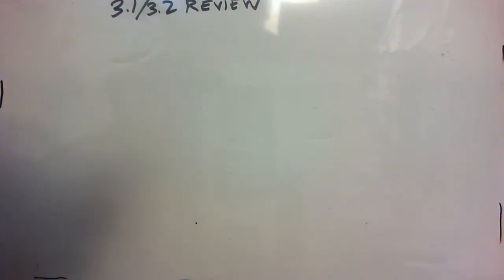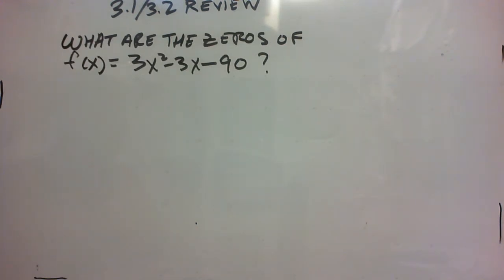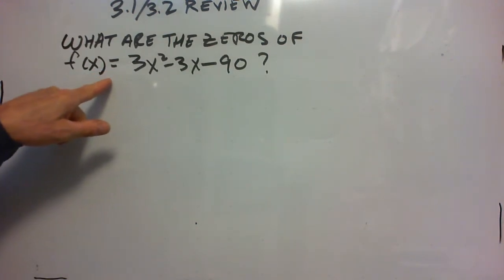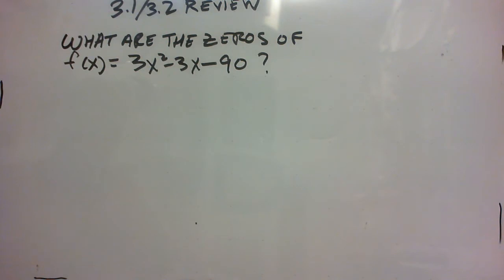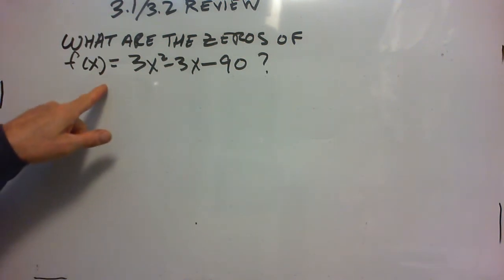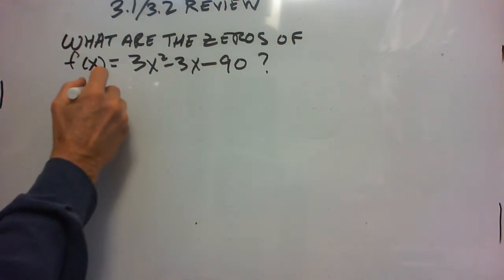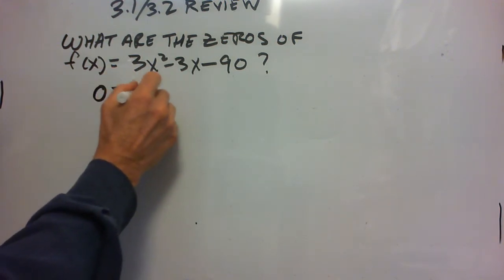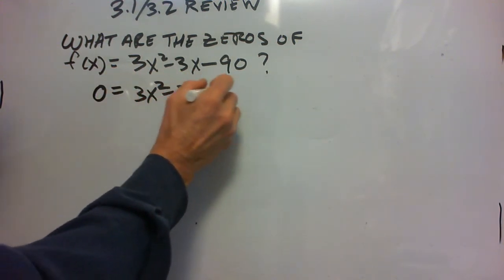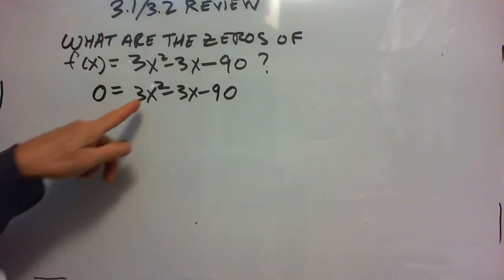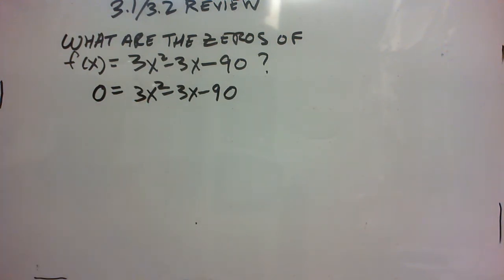Okay, here we go with some 3.1 and 3.2 review problems. When we start with the problem, what are the zeros of f of x equals 3x squared minus 3x minus 90? Now the zeros are x values such that f of x equals 0. In other words, we're solving 0 equals 3x squared minus 3x minus 90. And those solutions are our zeros.